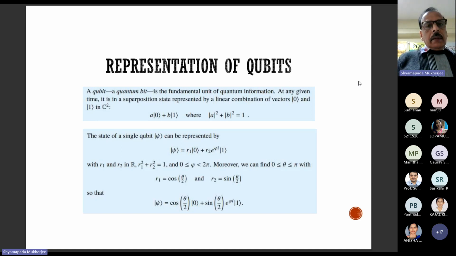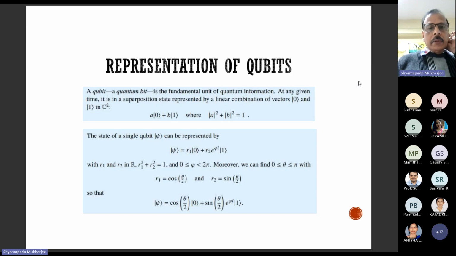Okay. Then the same qubit also can be represented in complex number form. That is |psi> is equal to R1|0> plus R2 e to the power of i phi |1>. Where you know that R1 and R2 are something like you have written in a complex number. What is the mathematical formula of a complex number? A plus iB, where A and B are numbers, i is the unit imaginary number. So similarly, exactly, it has been represented by this R1|0> plus R2 e to the power i phi |1>, and this obeys this condition.